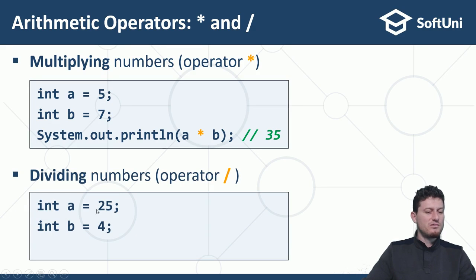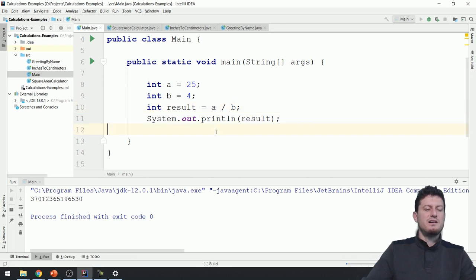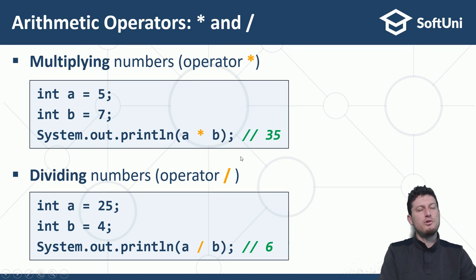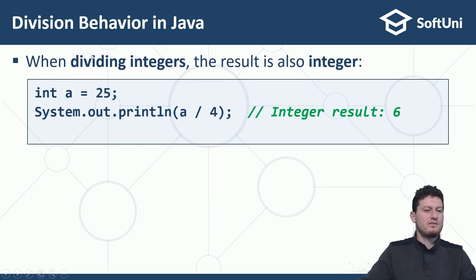Okay, division. If you divide two numbers like 25 by 4 as int, the result will be int, and the remainder will just be removed. So if we divide 24 by 4, the result should be 6. If we divide 25 by 4, it should be 6.25, but because this is integer division, it will be just 6 again. Okay, this is how it works. It takes only the whole, integral part of the result. So when dividing integers, the result is also an integer, like this: 25 by 4 is 6.